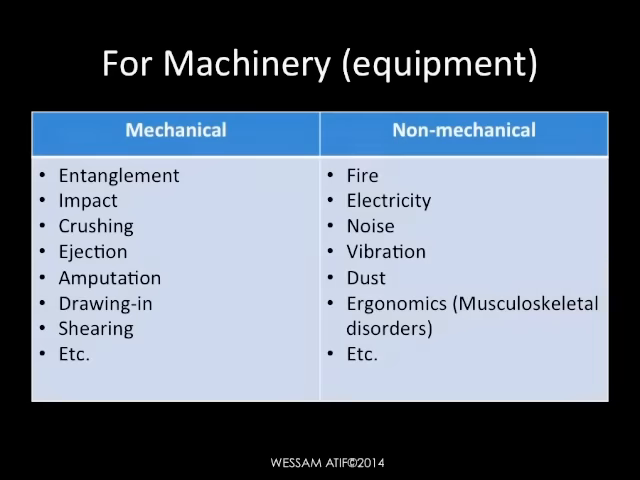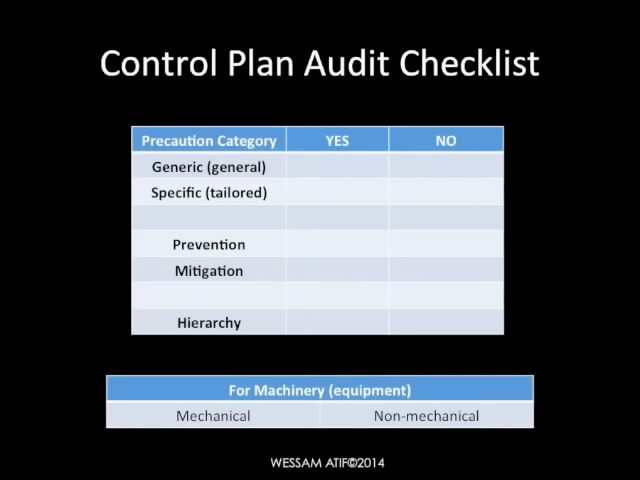Okay, so in the end you must check, have you covered prevention, have you covered mitigation? This is your audit, your checklist for your control plan. If they ask you for precautions or controls, have you covered prevention, mitigation, generic controls or general controls, and specific controls or tailored controls? Have you followed the hierarchy of controls? And in case it's a piece of equipment or machinery, have you covered mechanical and non-mechanical? Hopefully this would give you a good mark.